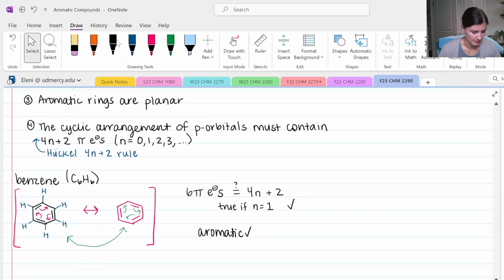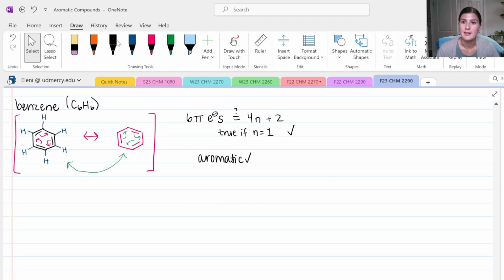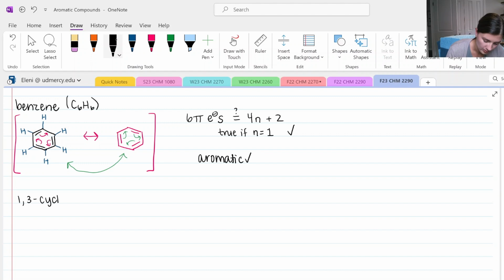Let's do another example. This is one we saw when we were working through the Diels-Alder reaction. So we'll do 1,3-cyclopentadiene. We have a cyclopentene ring with double bonds on carbon 1 and carbon 3.